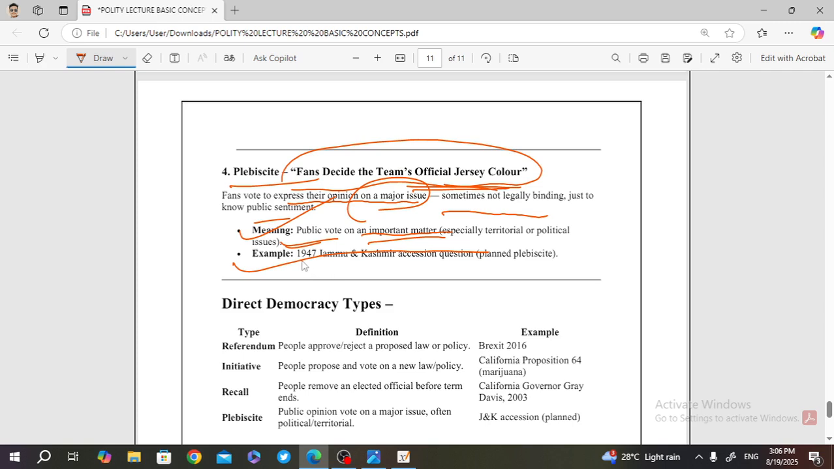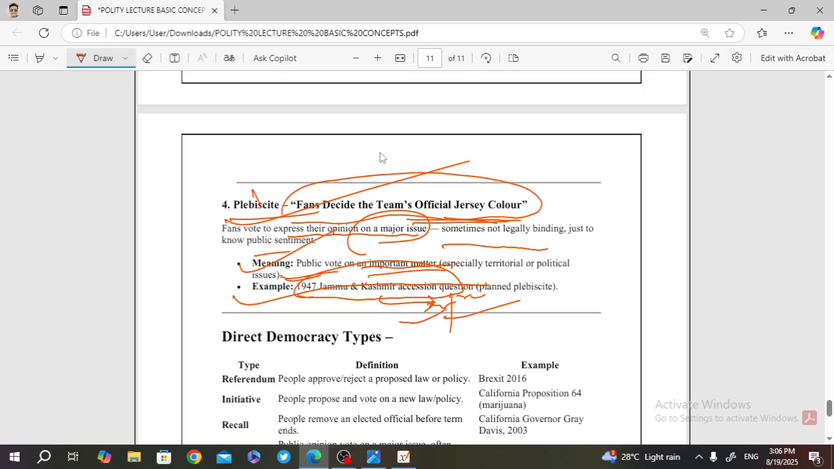Example, 1947 Jammu Kashmir accession. So it was done by the plebiscite. Some say yes, we reside in Kashmir. Some say no, then it will be decided by the plebiscite. It is a very major issue. The level of sensitivity gradually increases from the referendum to initiative, recall to plebiscite. So the level of sensitivity, the level of major issues are gradually increasing.